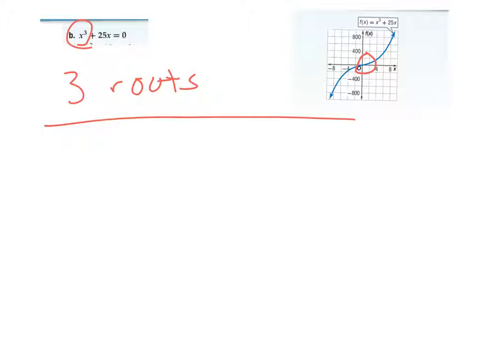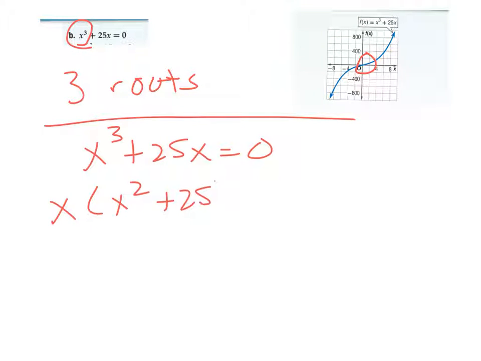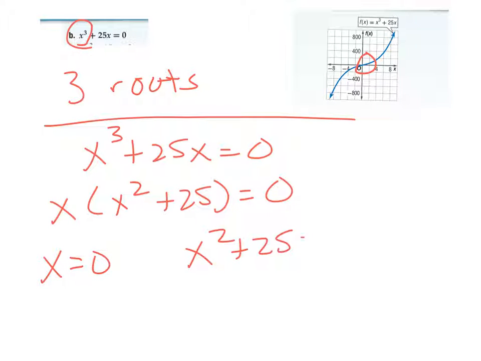So let's solve this by going through by factoring. So we have x cubed plus 25x equals 0. So first thing I have to do is do greatest common factor. So I get x squared plus 25 equals 0. This cannot be factored anymore, so now we set each one equal to 0. So each factor gets equal to 0, and we solve for x.